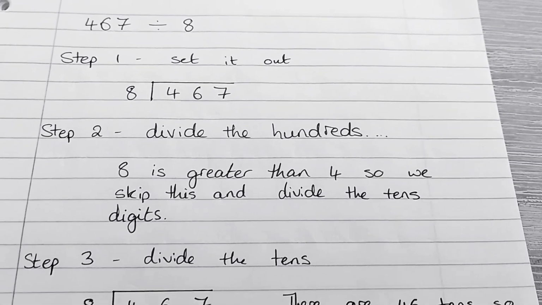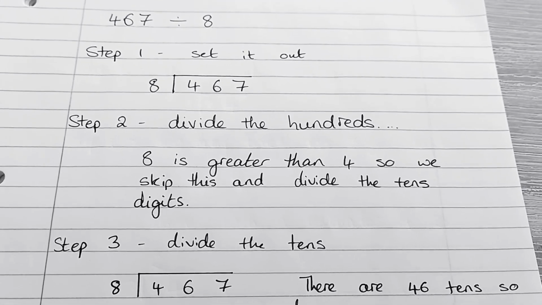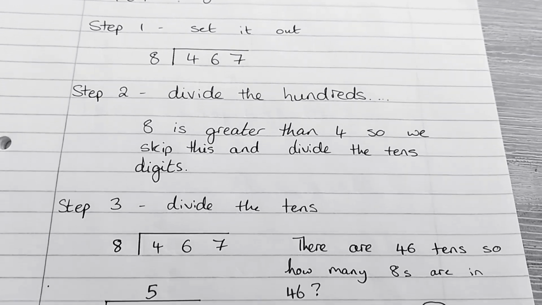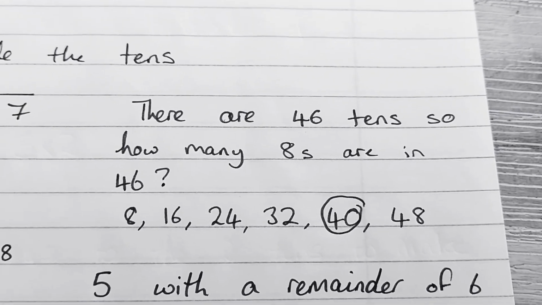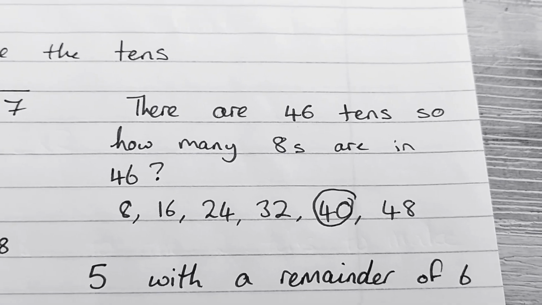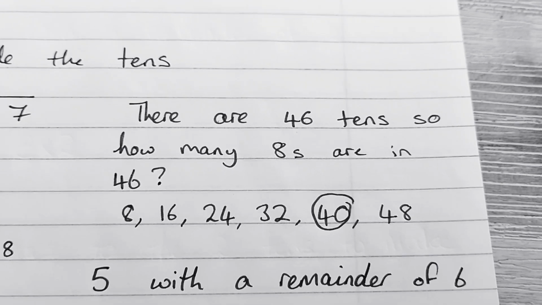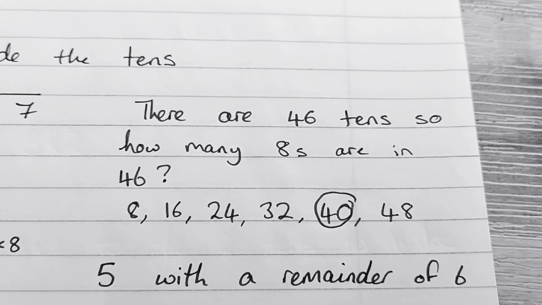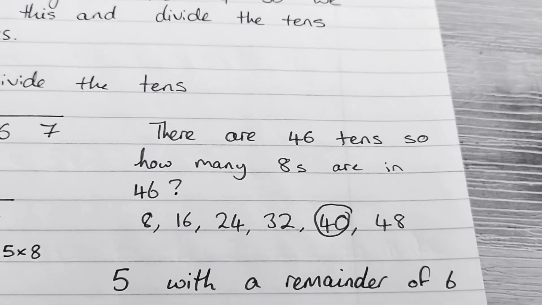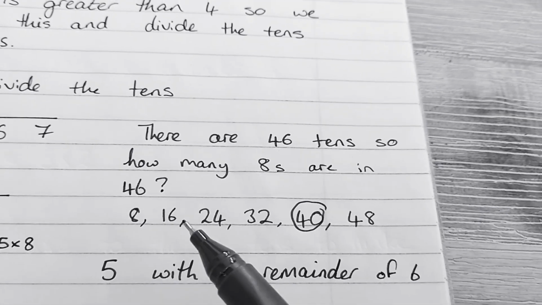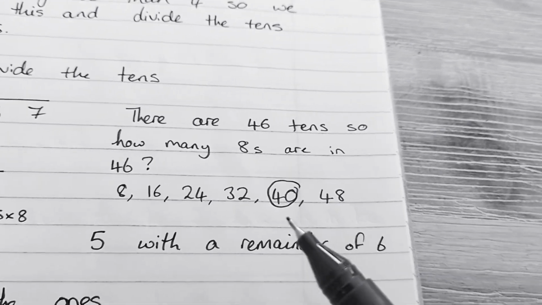We divide the hundreds, but again, 8 is greater than 4, so we skip this and divide the tens digits. So we take the 4 hundreds and the 6 tens to make 46 tens. So, how many 8s are there in 46? I've done my 8 times table, because 8 is the divisor. 8, 16, 24, 32, 40, 48. 48 is bigger than 46, so we go back to 40. So that is 1, 2, 3, 4, 5. 5, and we've got a remainder of 6.